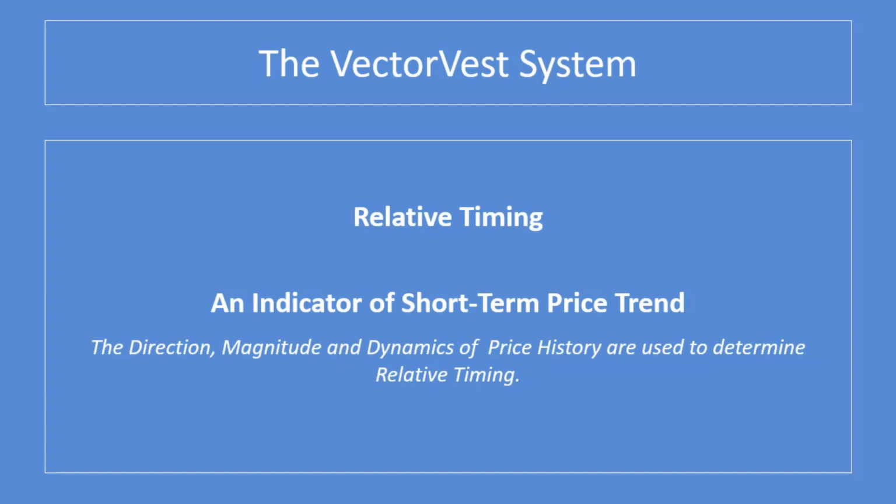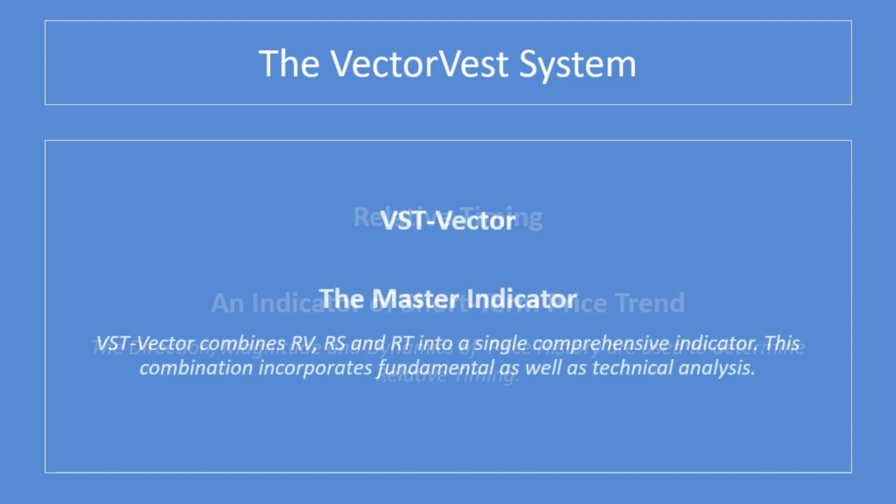Our next indicator is relative timing, or RT. Angie writes on February 2nd, RT is an intelligent measure of a stock's short-term price trend. It's computed from an analysis of the direction, magnitude, and dynamics of a stock's price movement, day over day, week over week, quarter over quarter, and year over year. A stock is in an uptrend when the RT is greater than 1, and in a downtrend when the RT is less than 1. The closer you get to the extremes of 0 and 2, the stronger that trend. And remember, unlike RV and RS, RT is only looking at price.